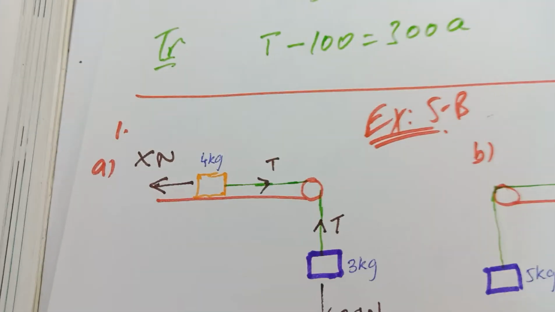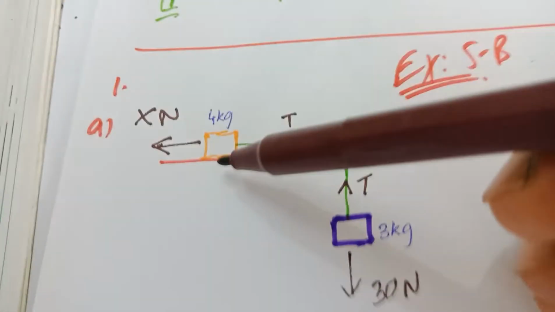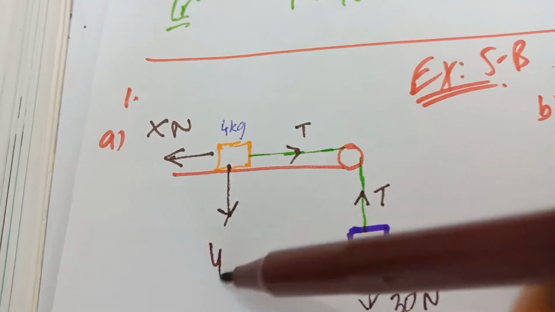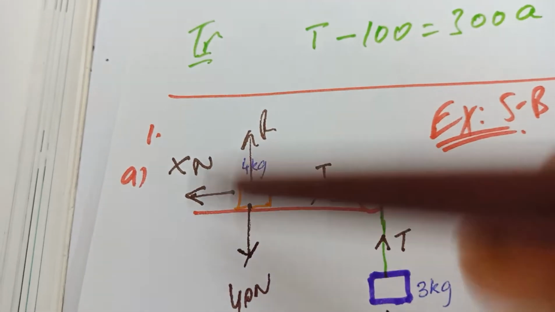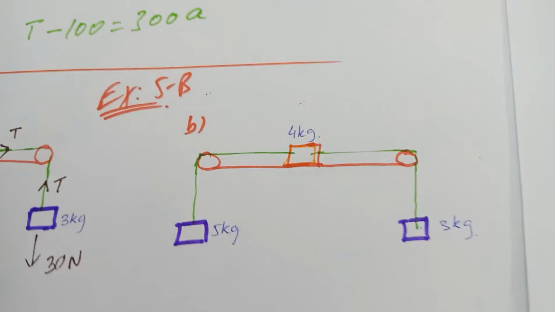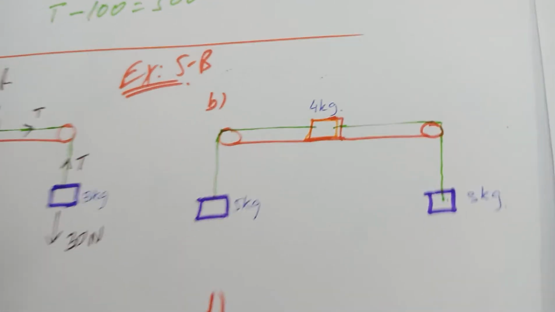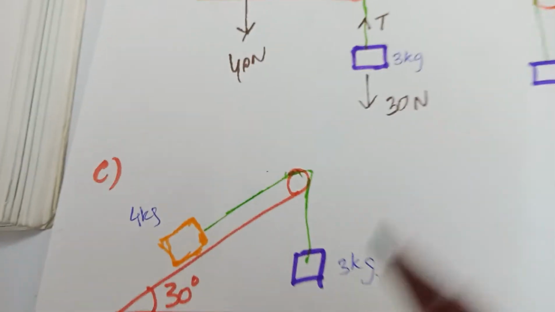If we were asked to find the coefficient of friction, then we could have used this. If this weight is 40 newtons here, then this R would be 40 newtons, and then obviously you can determine the coefficient of friction over here. Now moving towards the B part. I'll come back to this B part at the very end. Now let's move towards the C part.